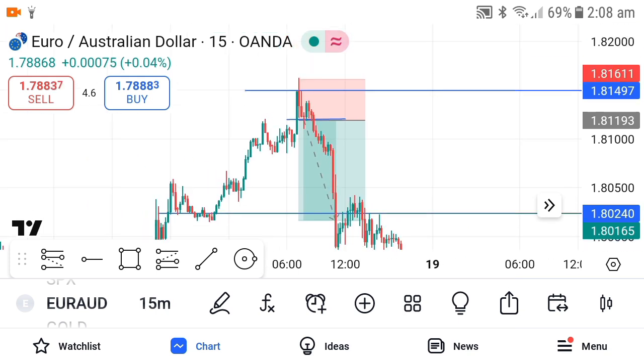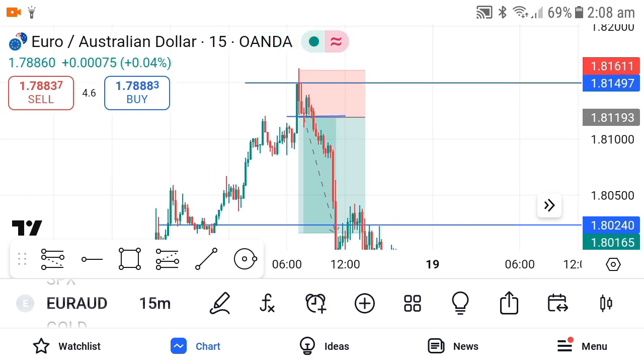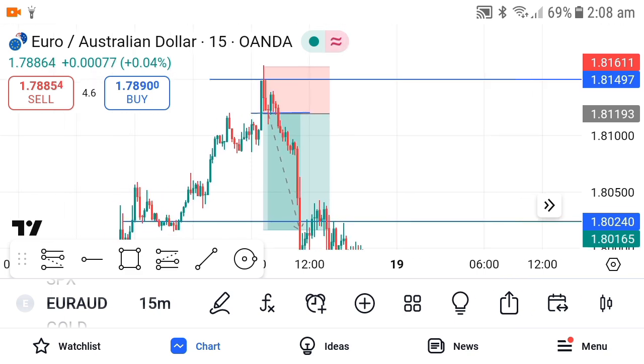And yeah, that's basically a quick breakdown on the Euro AUD trade that was taken this past week.